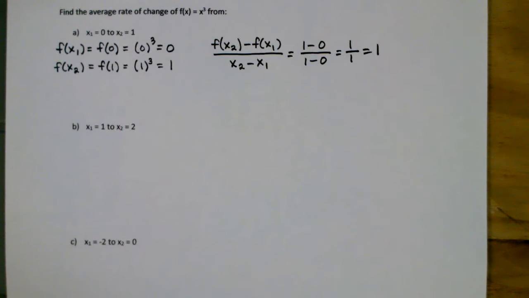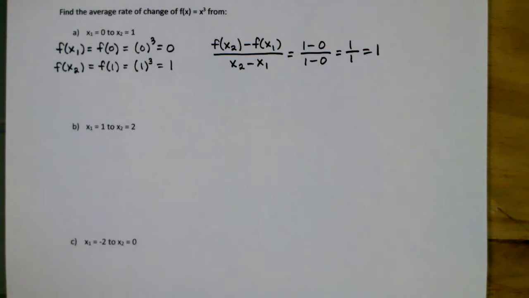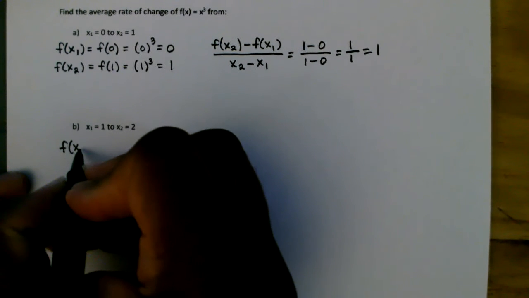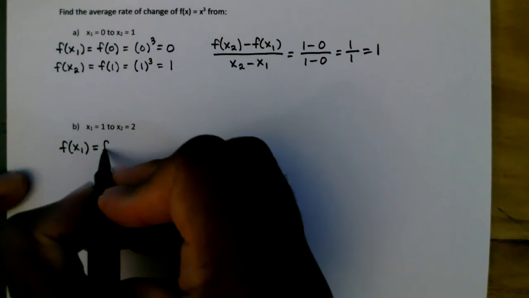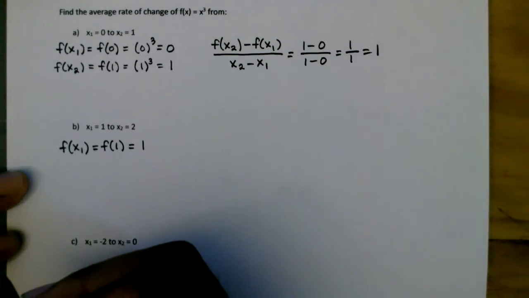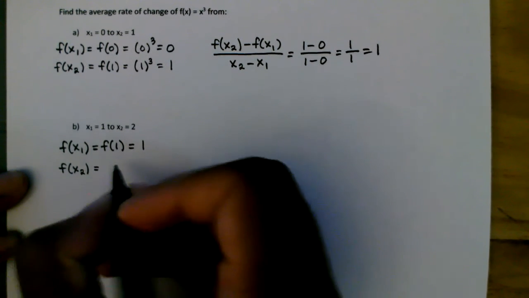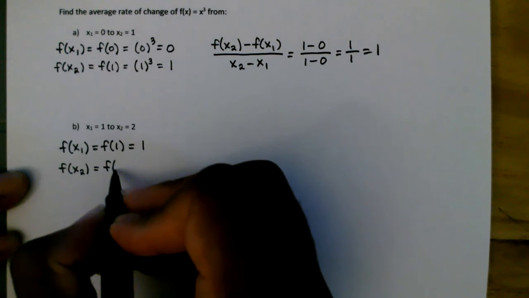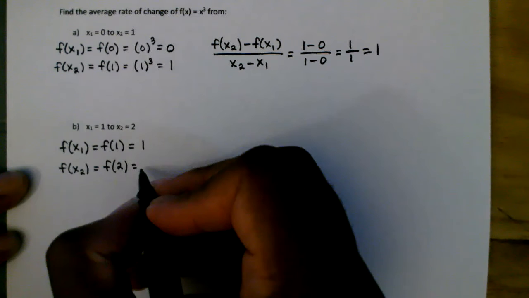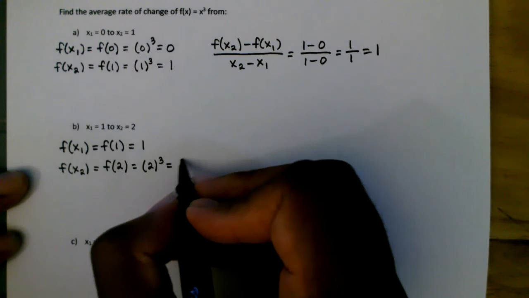All right, now part B, x1 is 1 to x2, which is 2. So let's find f of x1. And x1 is 1, so f of 1, which we already found in part A, that's going to be 1. Now for f of x2, x2 in this case is going to be 2. So we're going to find f of 2. Substituting the x in the f of x function with 2, this will be 2 to the third, or 2 times 2 times 2, which is 8.